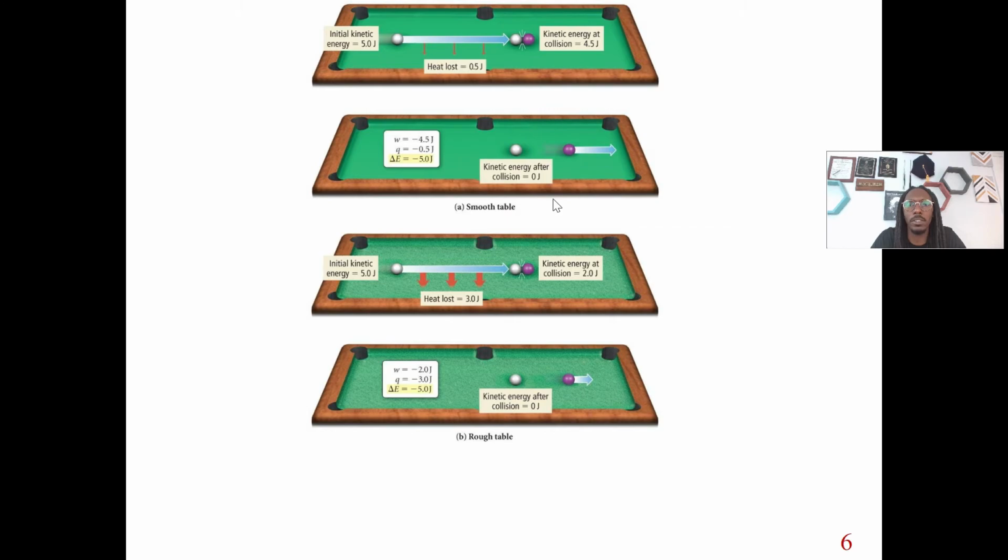That law of conservation of energy and mass, right? Energy isn't just disappearing out of nowhere. It's transferring. Energy is constant. Energy cannot be created nor destroyed. Let's look at this last example here, the rough table.